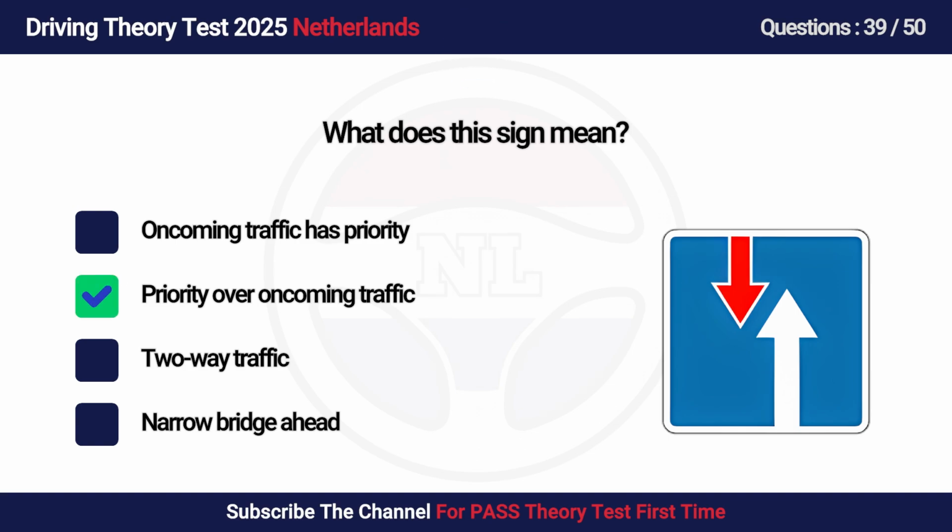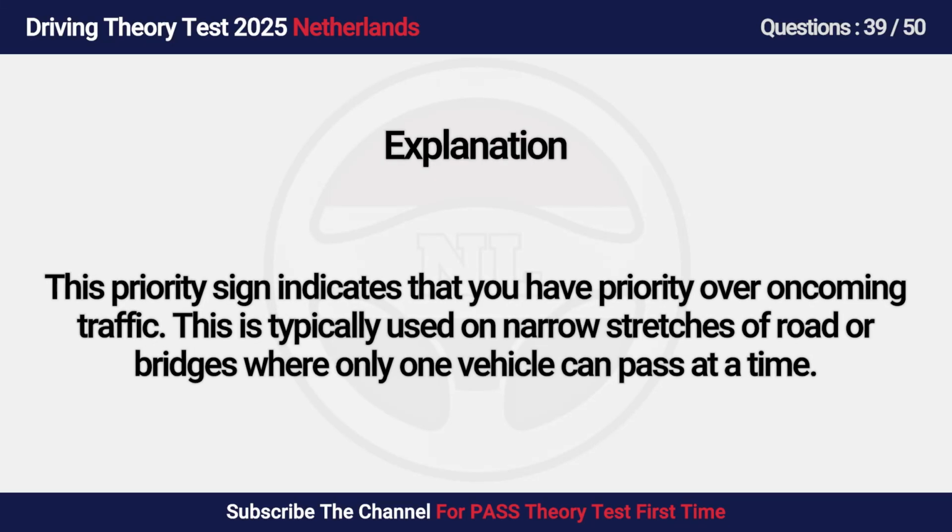Answer is B. Priority over oncoming traffic. This priority sign indicates that you have priority over oncoming traffic. This is typically used on narrow stretches of road or bridges where only one vehicle can pass at a time.